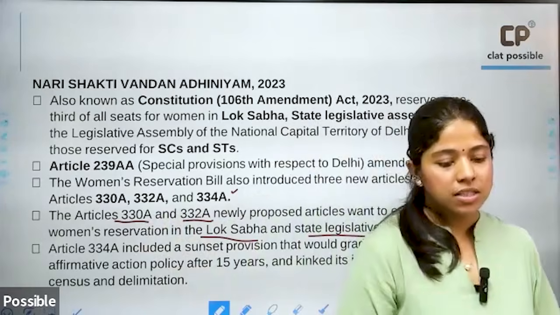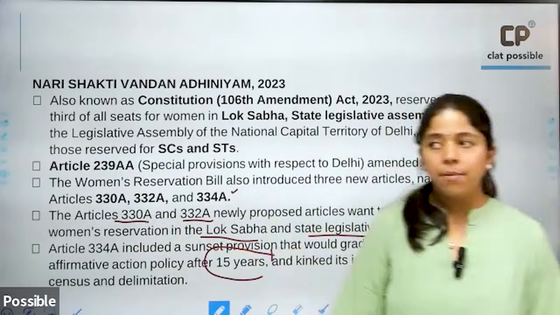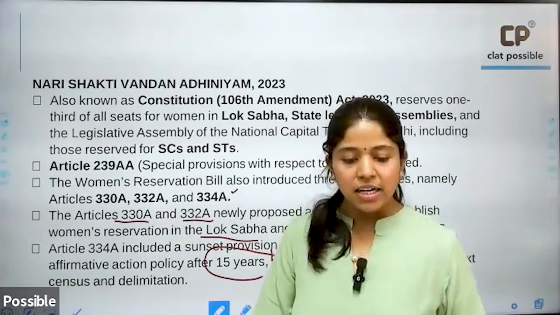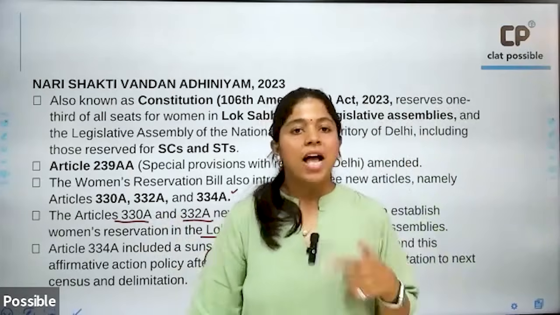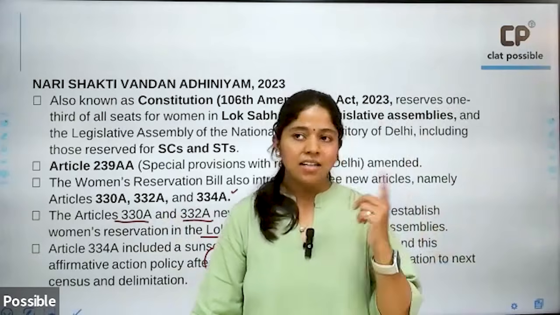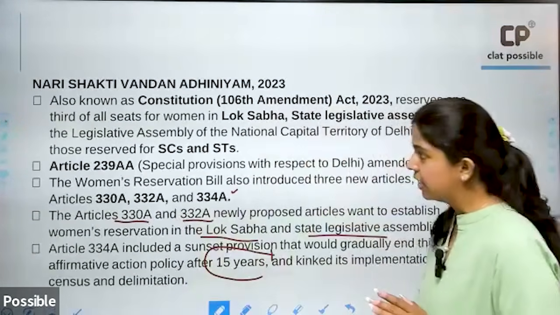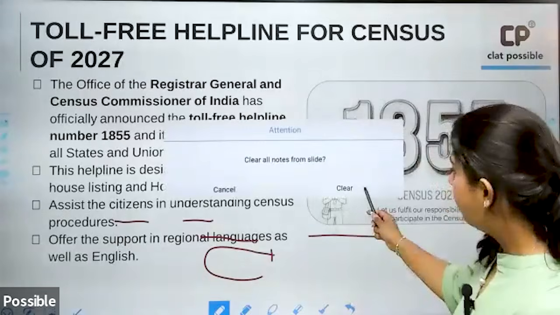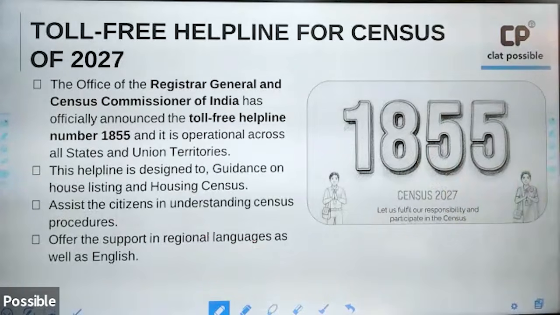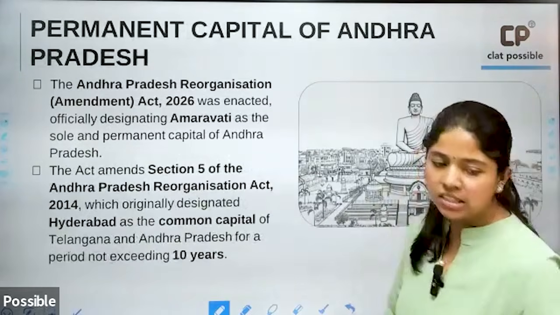What is the sunset clause? It simply says that if after 15 years women are getting elected to the Lok Sabha and legislative assemblies automatically in larger numbers, then this reservation provision would be discontinued. Okay, after 15 years, that is. All right. Then for the census, they have also released a new toll-free helpline, 1855, just to further assist the people.